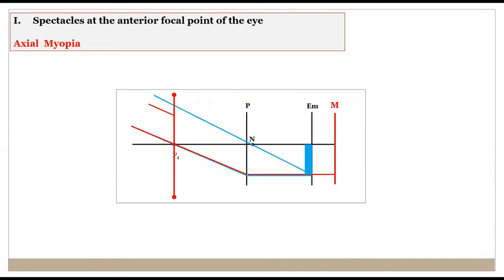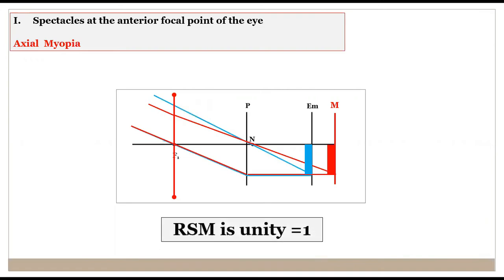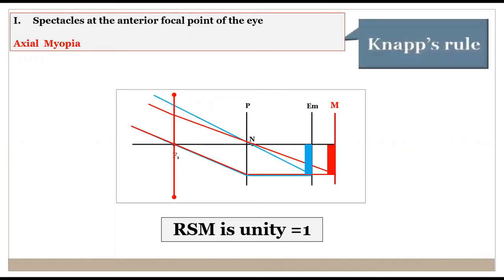The second ray, when it hits the minus lens, it diverges a little bit, then passes through the nodal point undeviated. And here is the retinal image size in axial myopia. And as you can see, it is similar in size relative to the emmetropic image size. So the RSM here is unity, which means equals 1. And this is called Knapp's rule.